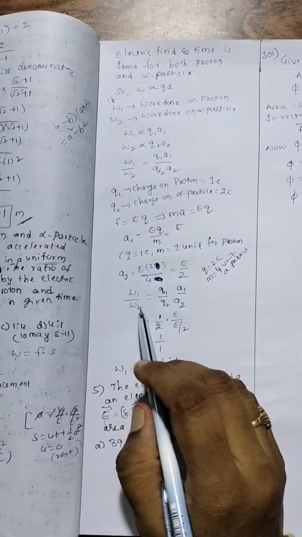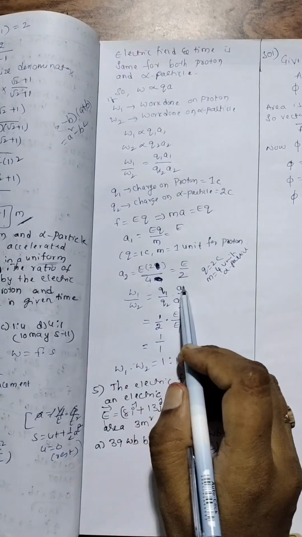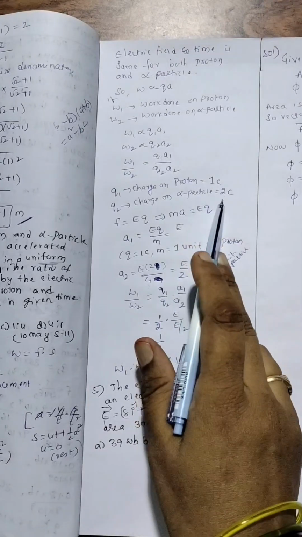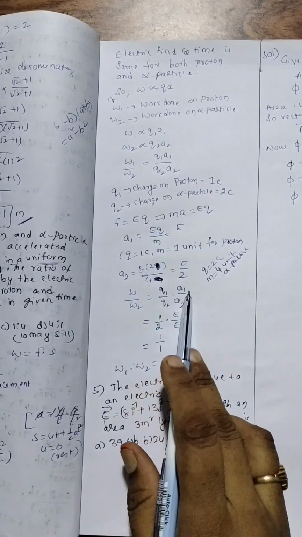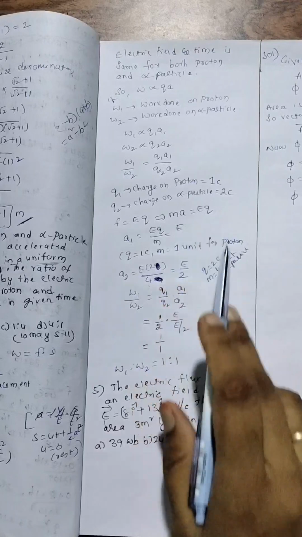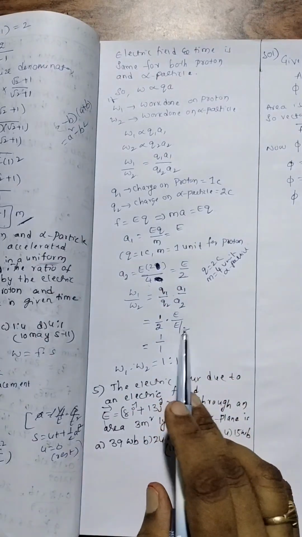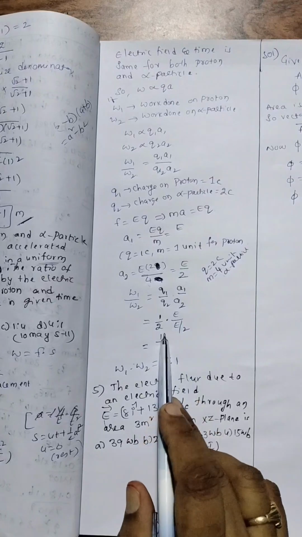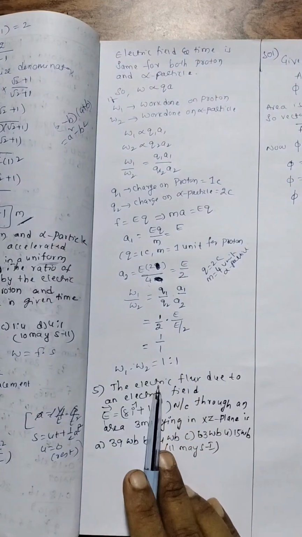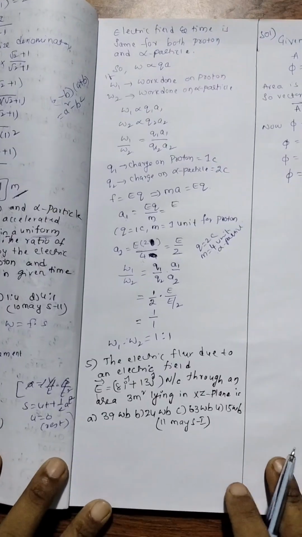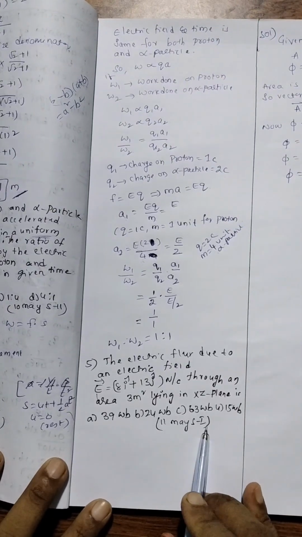So now W1 by W2, let us write Q1 by Q2 into A1 by A2. Q1 by Q2, Q1 is 1 for the proton, 2 for the alpha particle. A1 for the proton we got E and for the alpha particle we got E by 2. Now all terms cancel, we get 1 by 1. So the work done ratio is 1:1. Hope you understood. Now next, let us go for the 11th May shift 1 question.